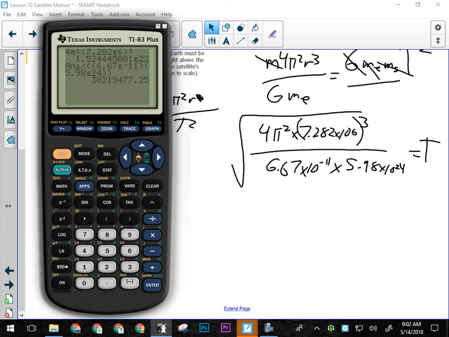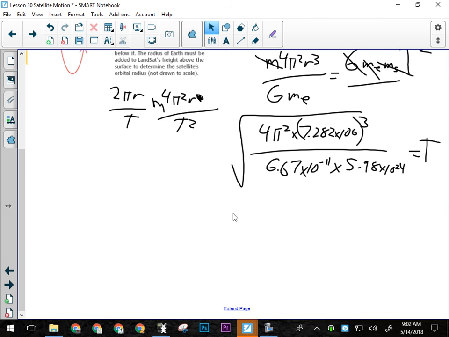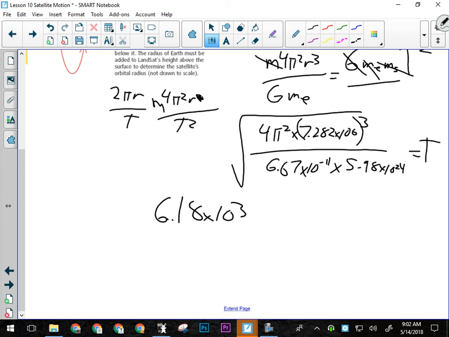So we're getting this number here, and that will be in seconds. So 3.82 times. Did I not square root it? I did not square root it. Good catch. That's better. Seemed like a long time. So we have 6,182 seconds, or 6.18 times 10 to the 3 seconds. So just under 2 hours.